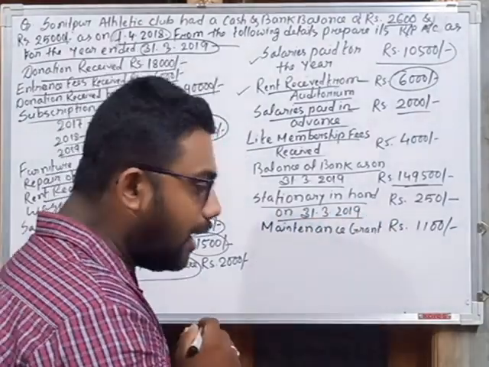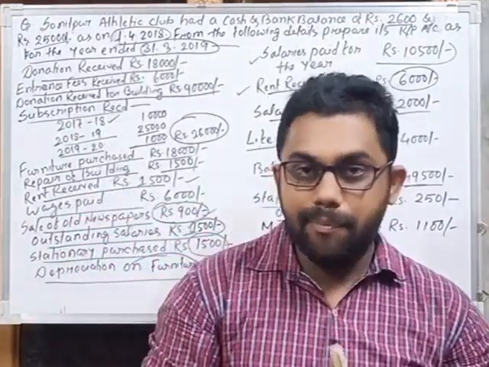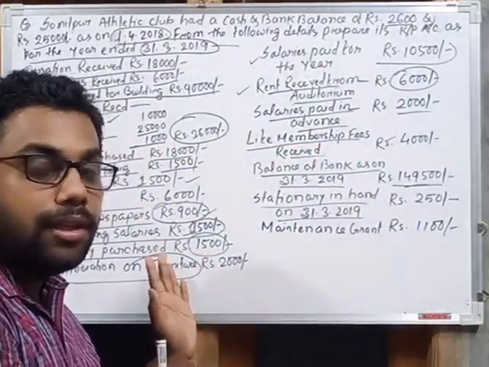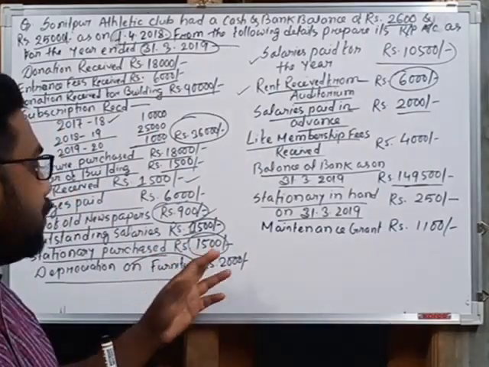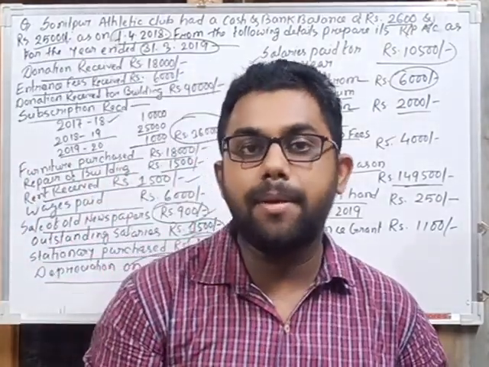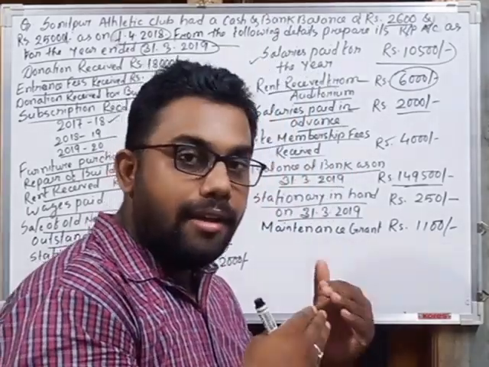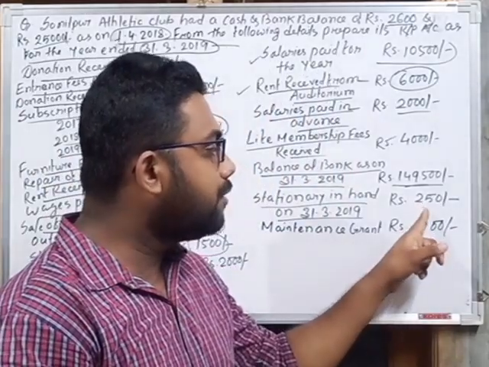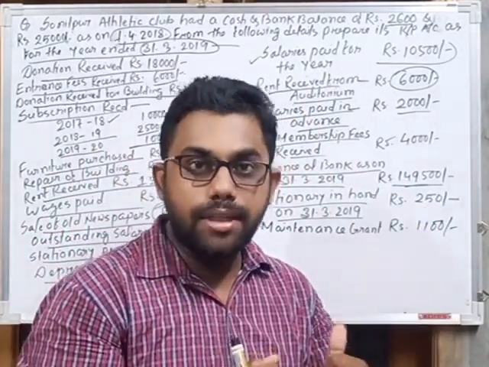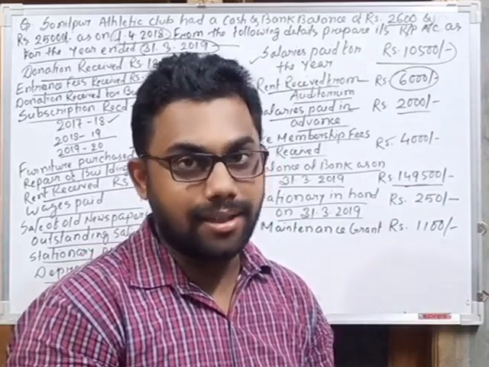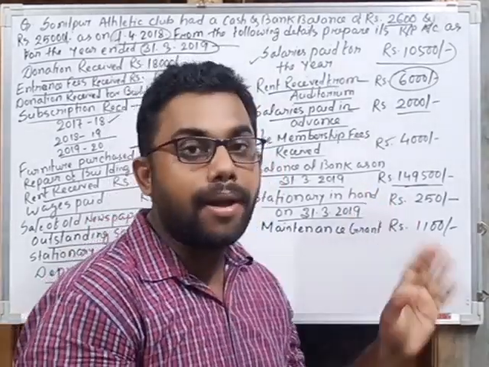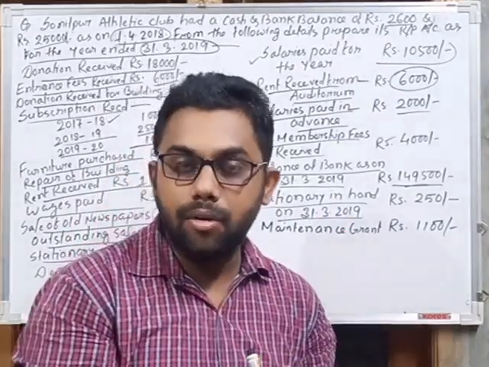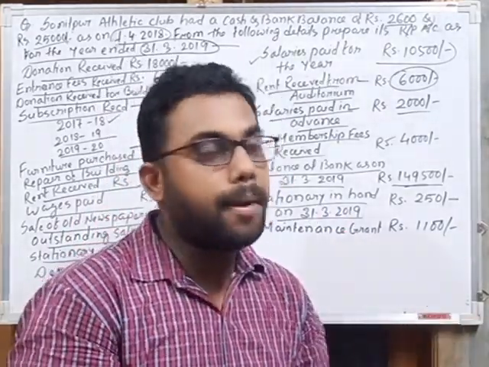Stationery in hand means that in the year I have purchased stationery amounting to rupees 1500. That is given in the details, stationery purchased rupees 1500. That means pen, paper, pencil, stapler, out of which I have utilized only rupees 1250. That means rupees 250 of stationery was in my hand. So it is an asset. It is not any receipt, it is not any payment, it is the asset position at the end of the year. So it will not come in the receipts and payment account, as it is neither receipt nor payment.